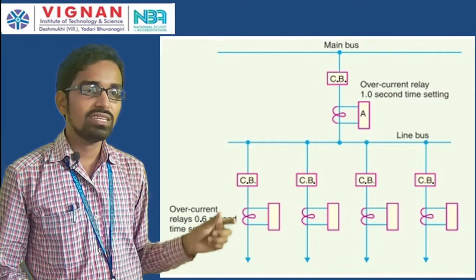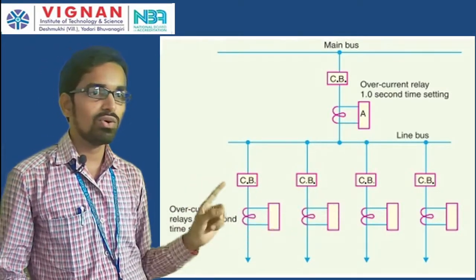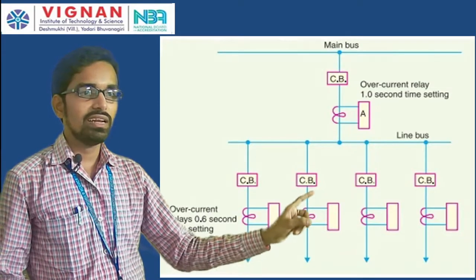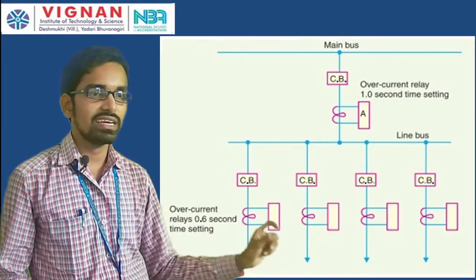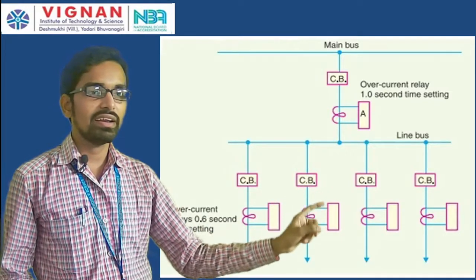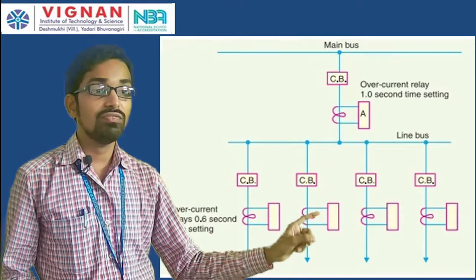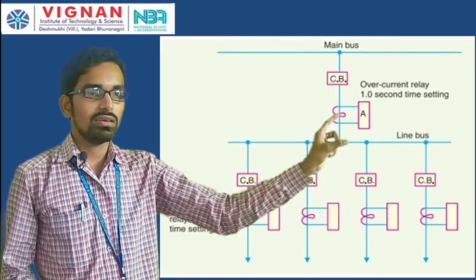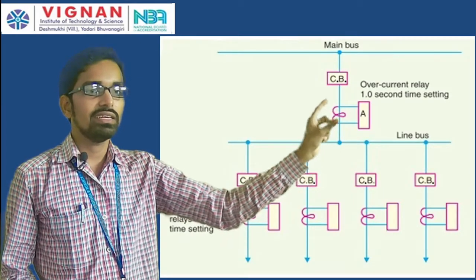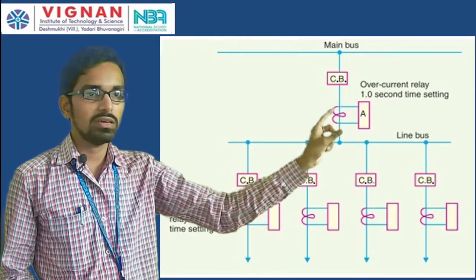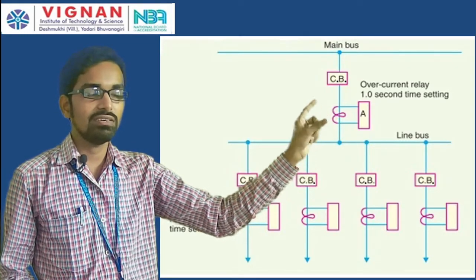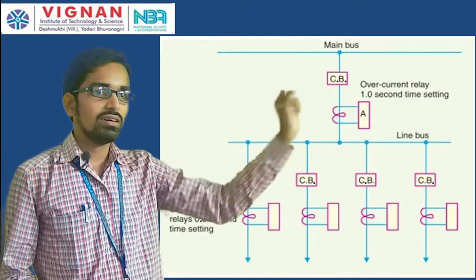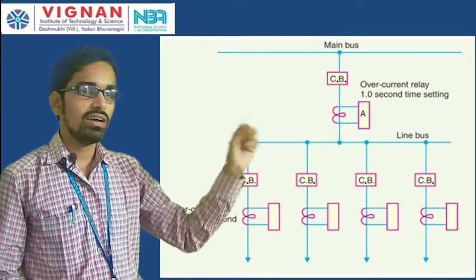If a fault occurs in any one of these 4 lines, let us take a fault in the second line, and the circuit breaker and relay in the second line fail to operate, then it will be operated by the second relay, that is called backup protection. Relay A comes into action, takes the necessary action, and separates the faulty section with the help of its circuit breaker. So, the circuit breaker in the backup protection system will operate.